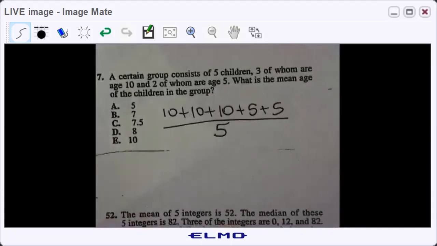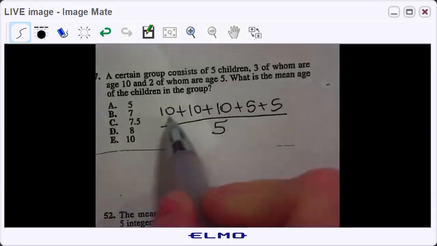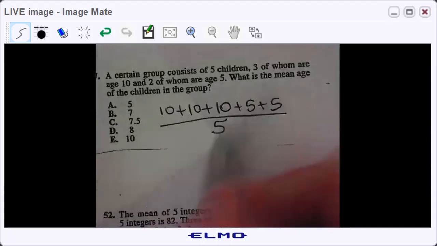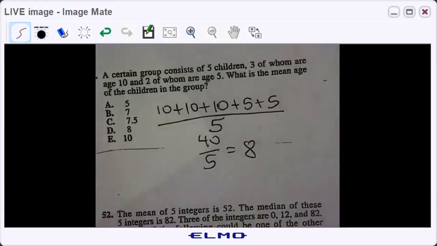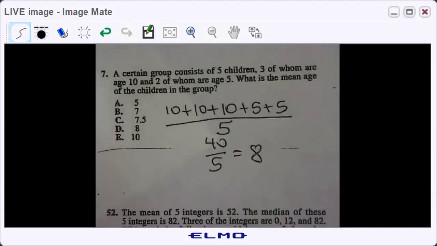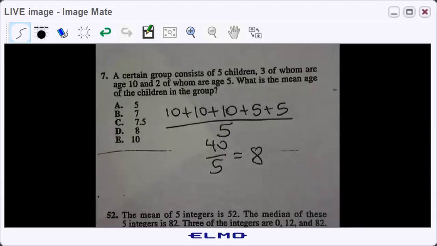You can easily do the mental math on this: 30 plus 10 is 40. Divide by 5, so that's going to be an average of 8. Like I said, a pretty straightforward problem, but it's always nice to remind ourselves what average or mean is and how to work those problems.